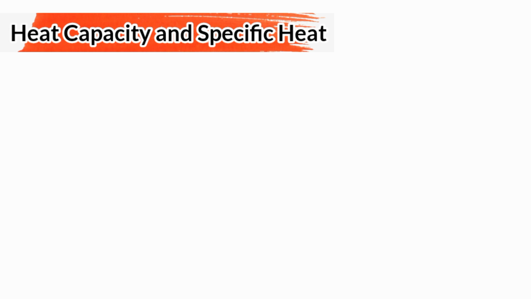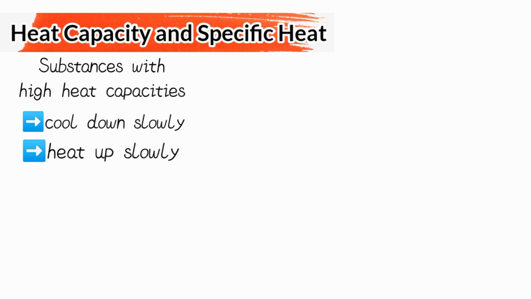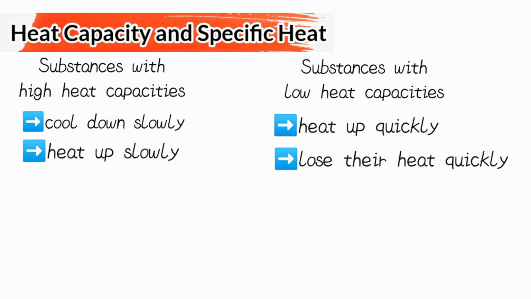The heat capacity of a body is the quantity of heat necessary to raise its temperature by 1 degree Celsius. Substances with high heat capacities cool down slowly because they have to give off more heat, and also heat up slowly because they have to absorb more heat. Substances with a low heat capacity heat up quickly and they lose their heat quickly.